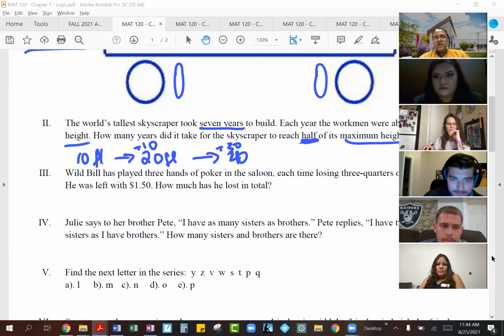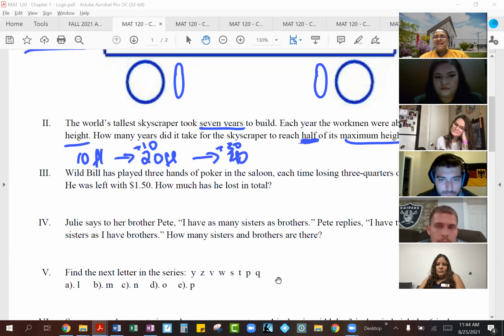I chose 6 because if they're at half of the height at 6 and they double it, it'd be complete. Okay, all right. And Roman? Same logic.